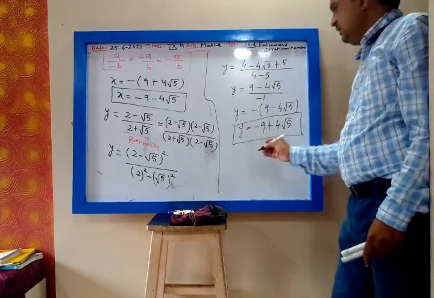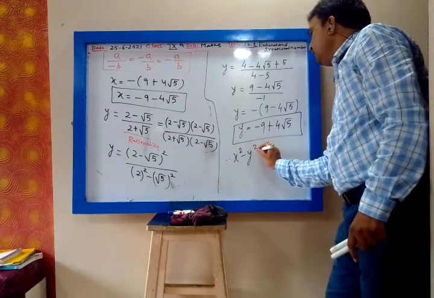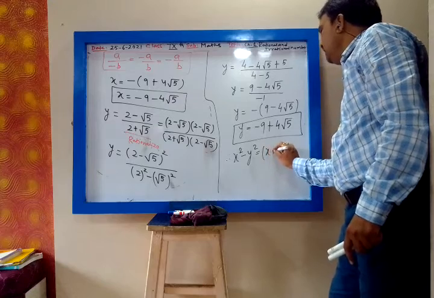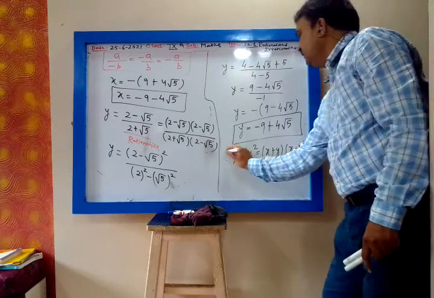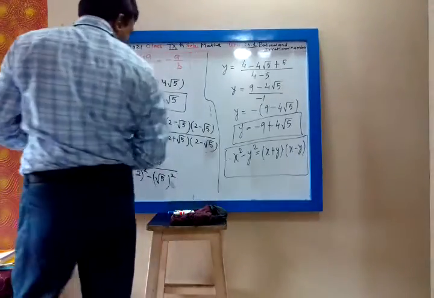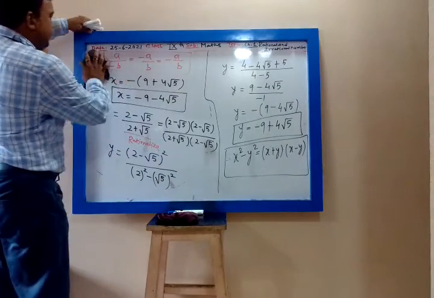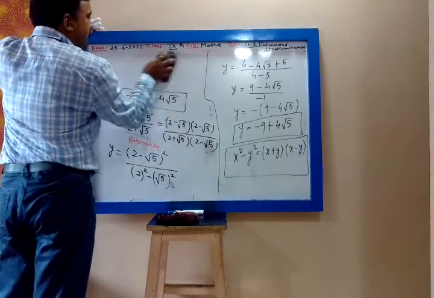After rationalization, yes, so now we want to find x square minus y square. To find x square minus y square, we have to find x plus y, x minus y. So let us find x plus y and x minus y. We have simplified x, we have simplified y.